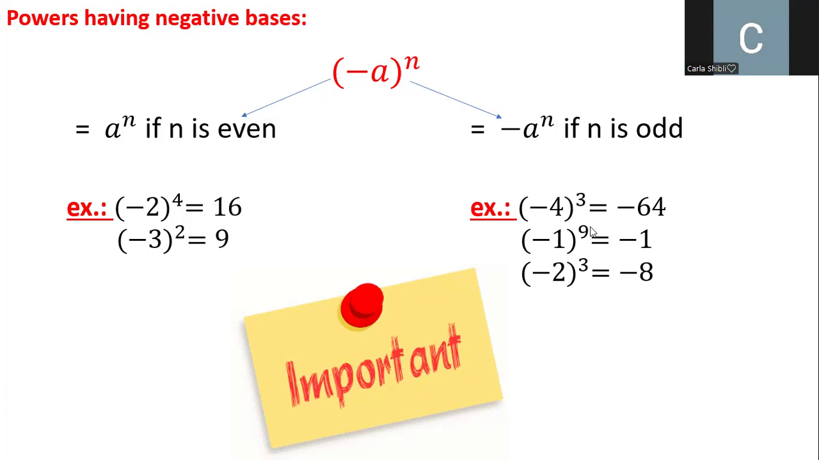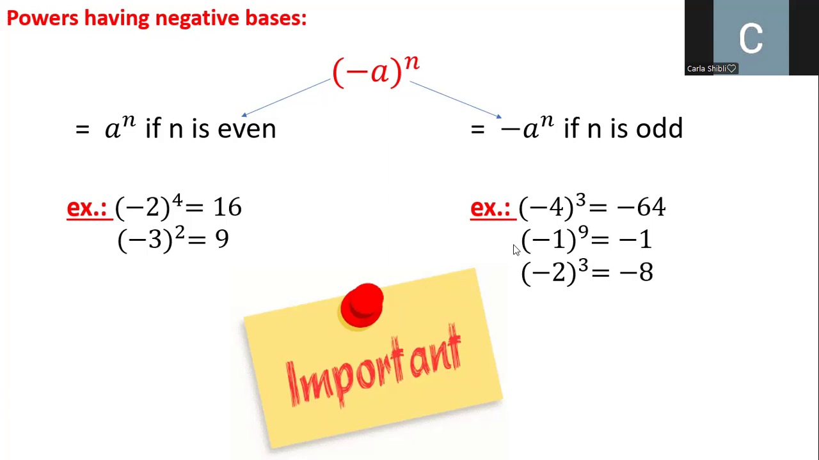Minus 1 to the power 9, I have a negative base. My exponent is odd, which is 9, so my answer will be negative. And 1 to the power 9, this is a rule, it gives me 1. Minus 2 cubed, always, since I have a negative base, my exponent is odd, so my answer will be negative, and the answer of 2 cubed is 2 times 2 times 2, which is 8.